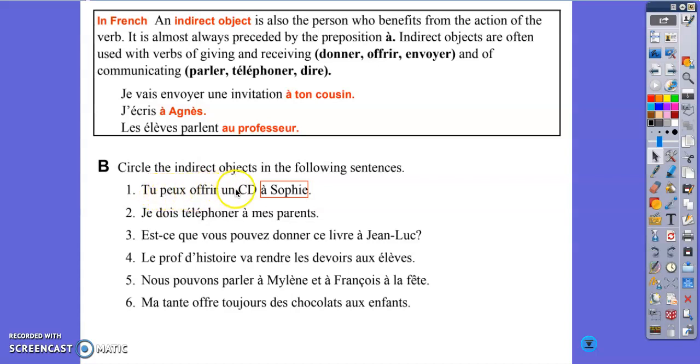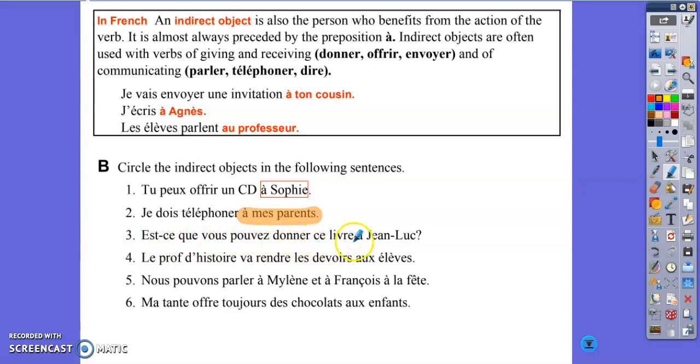Tu peux offrir un CD à Sophie. You can offer a CD to Sophie. So we're going to offer a CD to who? To Sophie. So pause the video here and try 2 through 6. Okay, welcome back. Je dois téléphoner à mes parents. So I must call my parents. So who do I need to make a phone call to? To my parents. Notice you see that à in front.